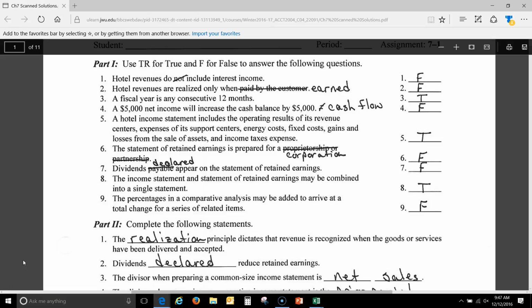All right, number seven, dividends payable appear on the statement of retained earnings. False. What would make it true? Dividends declared. Good, dividends declared, okay? So be careful with that dividends thing. Where does dividends payable show up? Balance sheet. On balance sheet, what section? Liability section. Where would dividends paid show up? Not there, somewhere else. Very good, but not there, somewhere else.